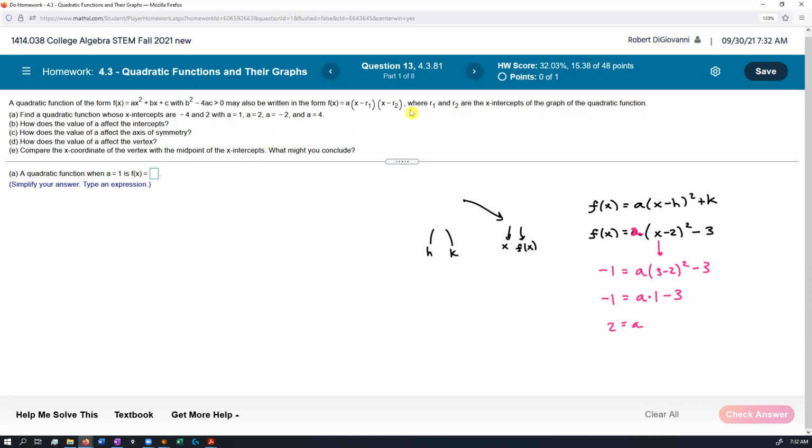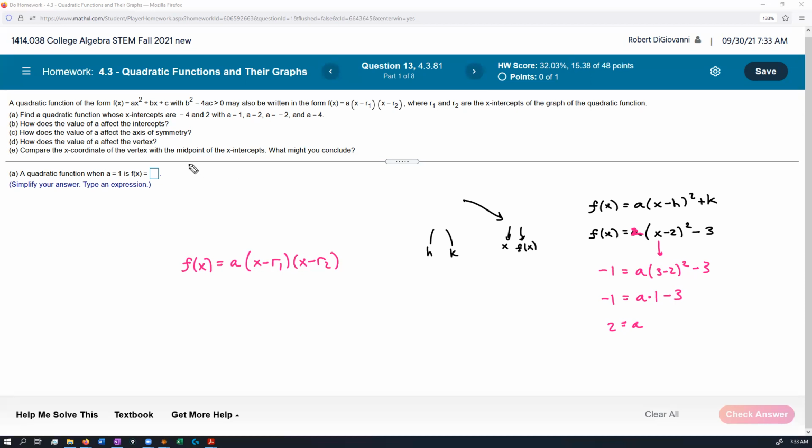So, okay, what does that mean? Find a quadratic function whose x-intercepts are given, with a being 1, 2, -2, and 4. All right, this is not as complicated as it looks. We know that if a function can be factored, it can be rewritten as a times (x minus R1) times (x minus R2), where R1 and R2 are the intercepts of the function.